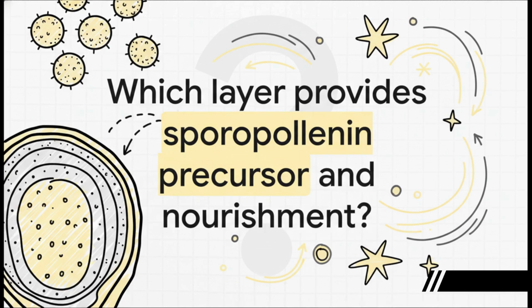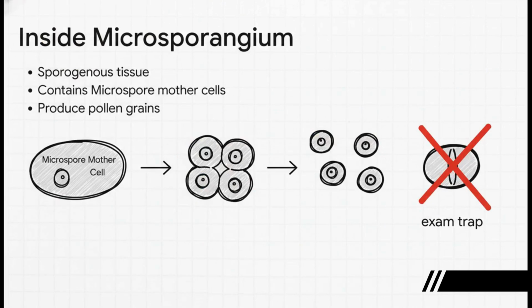See? You got this. So inside all those layers, we find something called sporogenous tissue, and it's packed with microspore mother cells. And listen up, because here is a classic exam trap. It's these mother cells that undergo meiosis to create the pollen grains. Meiosis does not happen in the pollen grain itself. It happens one step before. So many students get that wrong.